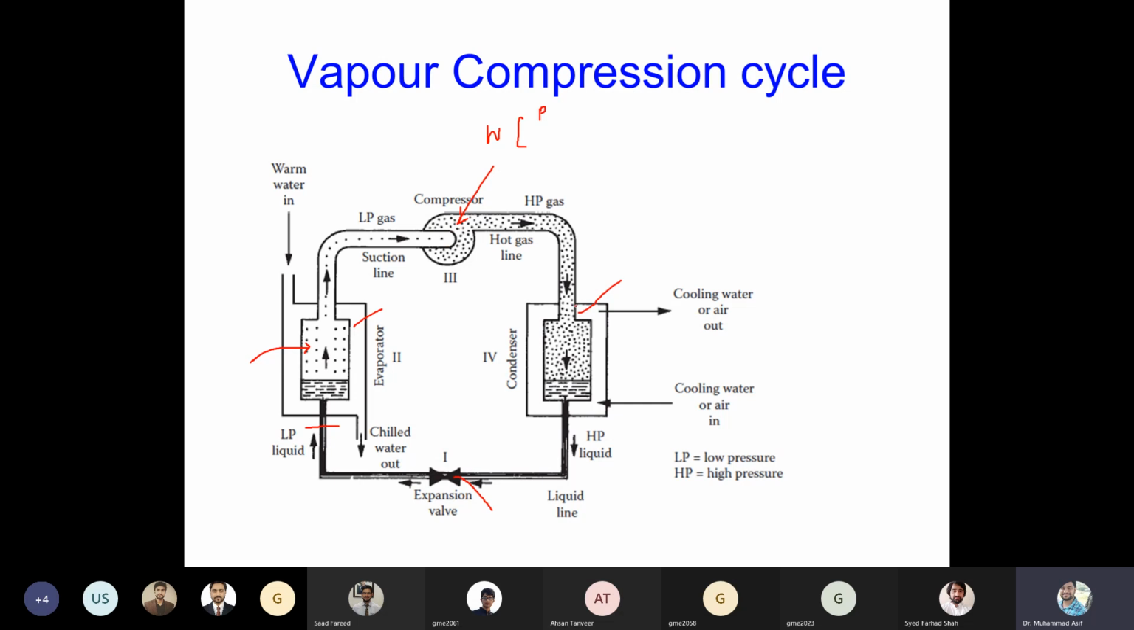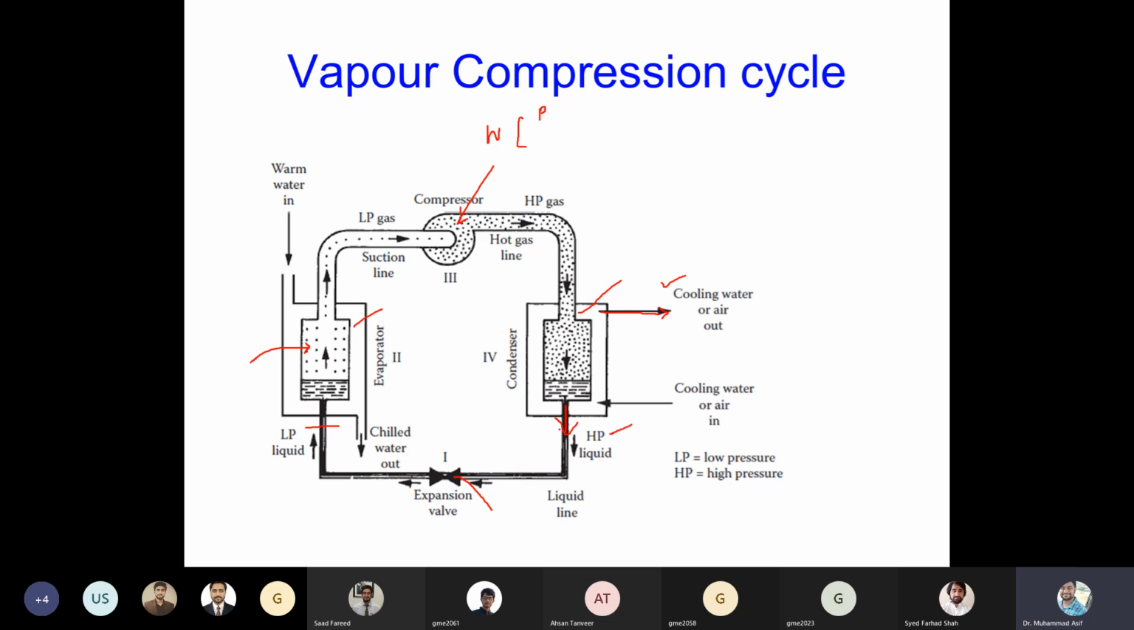So the high pressure, high temperature vapors enter into the condenser, where we have to remove the heat: the heat absorbed in the evaporator, and the heat resulting from the compression process. These two sources of heat we have to reject to the atmosphere. To reject that heat, we can have the condenser either based on cooling water, or based on air. So that amount of energy that was absorbed in the evaporator is rejected to the atmosphere in the condenser, and then again we have the high pressure liquid refrigerant.